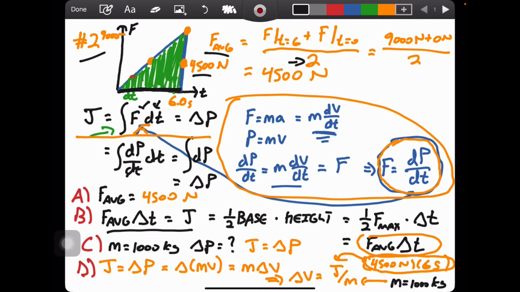So just to review, impulse is thought of as a force being applied to an object over an amount of time.